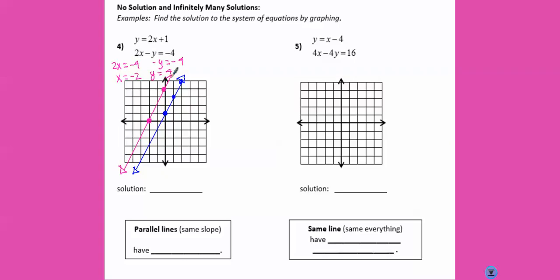if you notice, these lines are parallel. They're never going to intersect. So therefore, there is no solution. Anytime we have parallel lines, they have the same slope, so they never intersect, and we're going to have no solution.